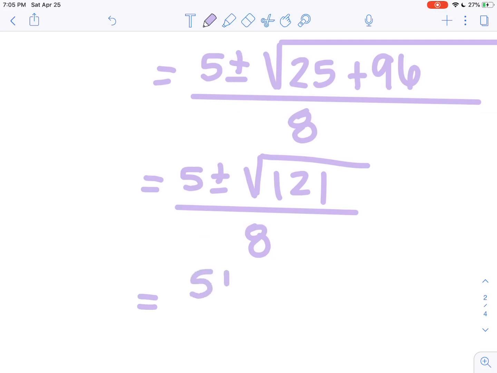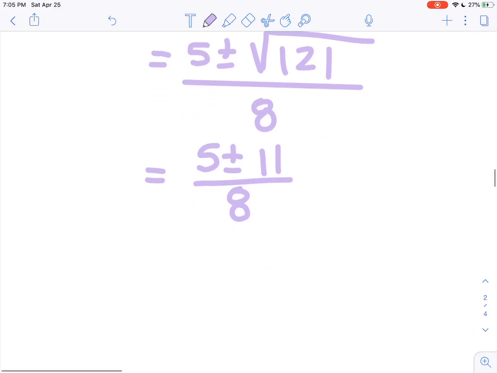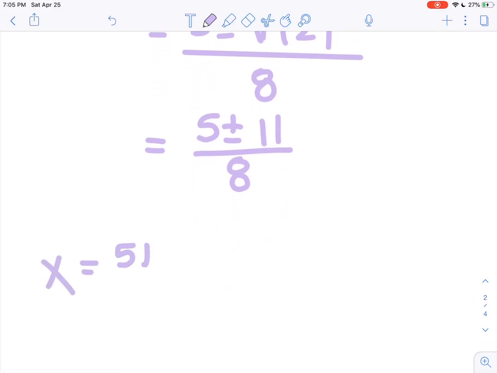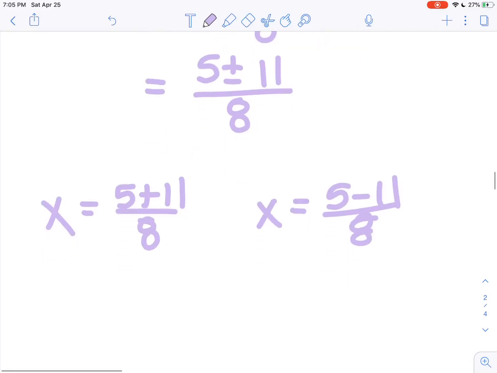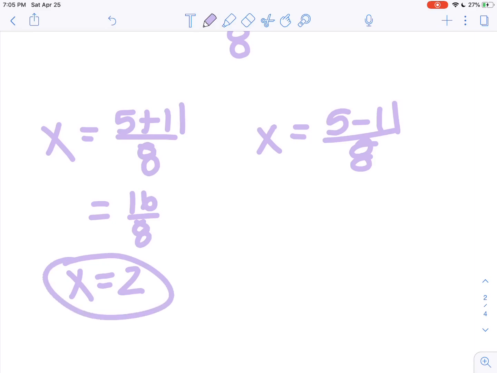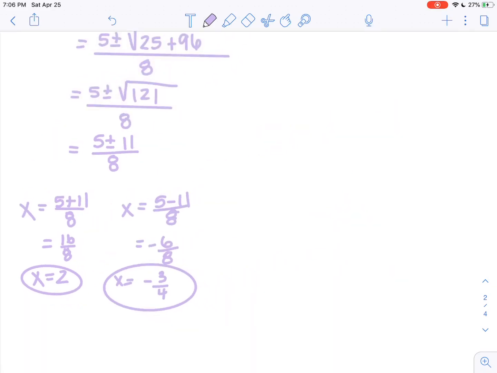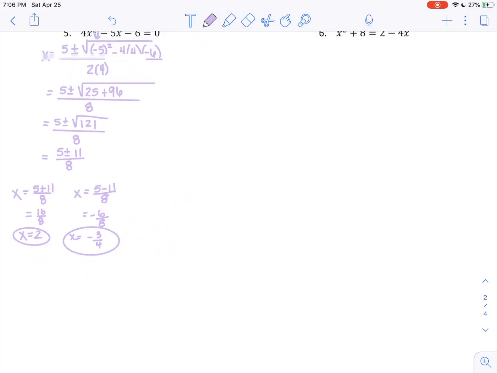I see a perfect square, so I'm going to keep simplifying. That becomes 11 over 8. Now, since I can combine those numerators, I've got to come up with my two answers. So x equals 5 plus 11 over 8, and x equals 5 minus 11 over 8. So I get 16 over 8, which is equal to 2. And then I get negative 6 over 8, which is equal to negative 3/4. And those are my two answers. Again, since I'm getting rational numbers that aren't in a radical, that means I could have factored this on my own, but again, quadratic formula always works no matter what.